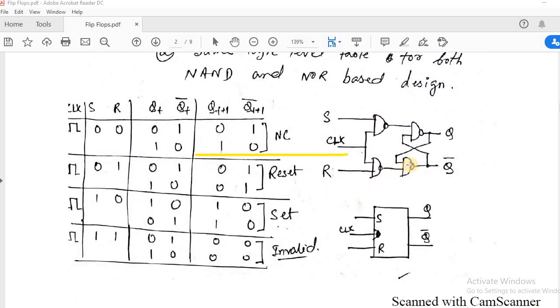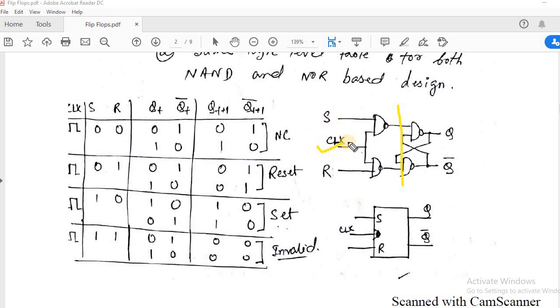So this is the circuit diagram for this NAND based SR latch. Now you can see this is basically nothing but a NAND based SR latch. Now this is an extra circuit added with the previous one. Okay, so this is the clock signal which will act as a control signal.